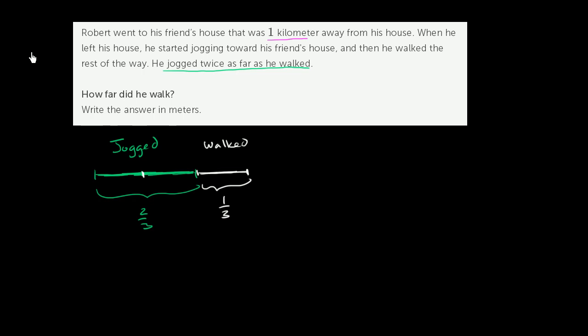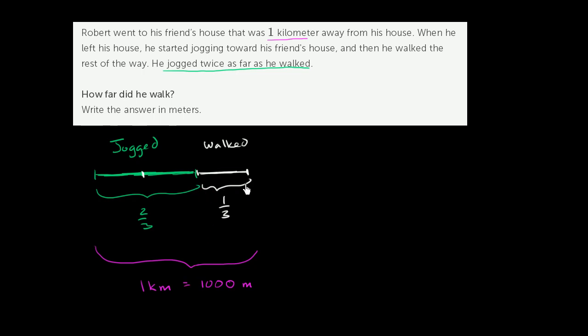Well, they tell us that it is 1 kilometer. So this total distance right over here is 1 kilometer. But then they want us to write the answer in meters. So instead of thinking in terms of kilometers, let's think in terms of meters. We know that the prefix kilo means 1,000. So this literally means 1,000 meters. This is 1,000 meters.